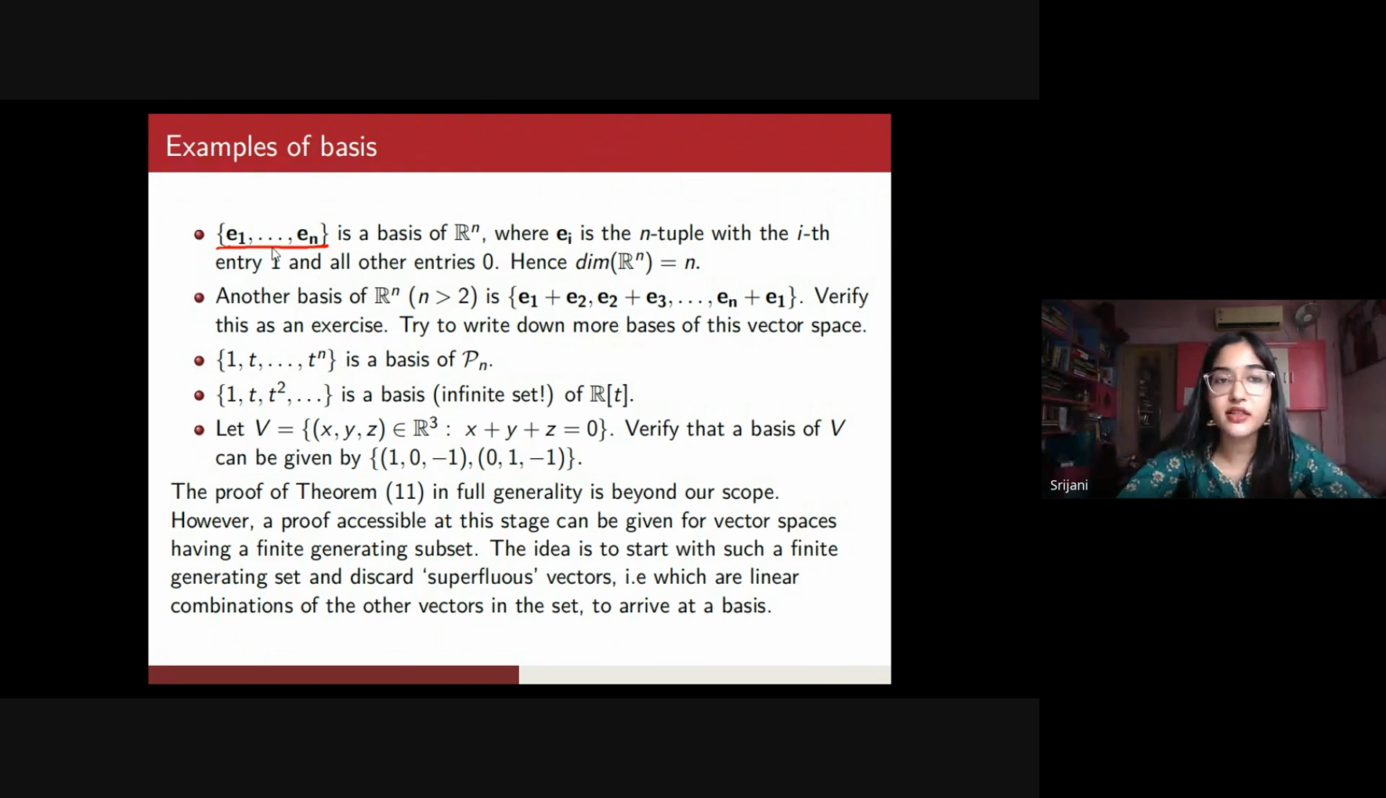So we can see that the basis has n many vectors, so the dimension of Rn is n. So formally, now we can prove why we say it is n dimensional.